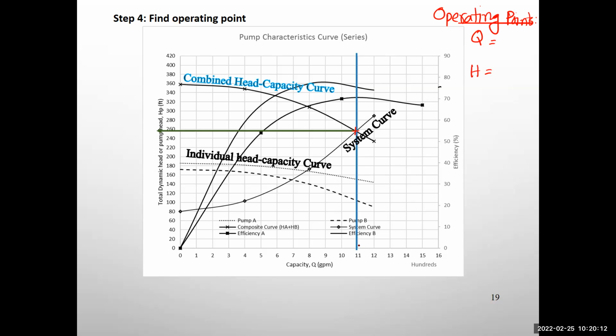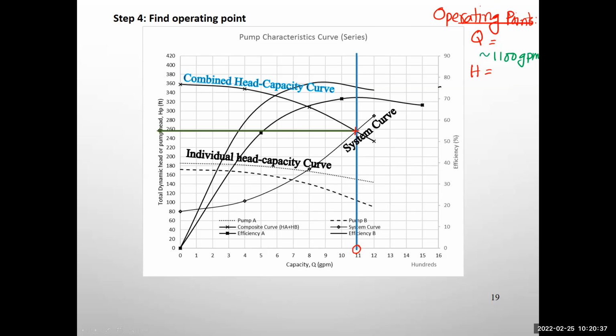This is the operating Q, right? Something close to 1100 or 1090, something like that. So obviously it will depend on how you plot it, and as long as it's close to 1100, you should be fine. All of you got that? So I will just write down 1100 GPM overall.